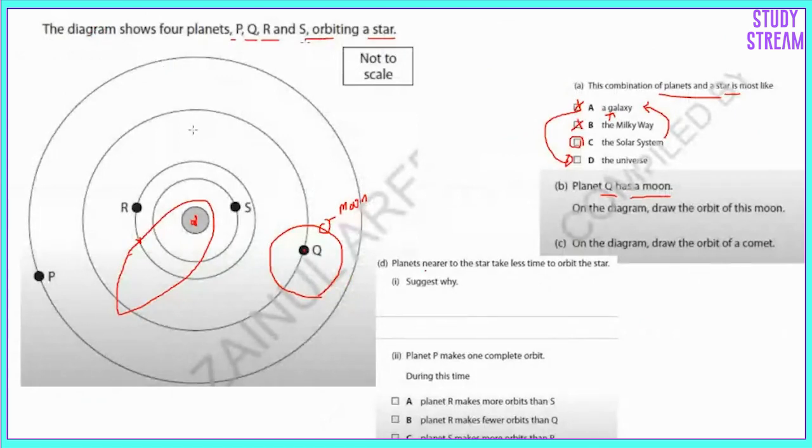So the planets nearer to the star take less time to orbit the star. Suggest why. Because planets that are closest to the sun are attracted by the gravitational pull, and this increases their kinetic energy, which increases their velocity. So yes, their orbital time decreases. Correct. So you can say that they experience a higher gravitational pull, and also maybe they are closer, so their orbital distance is lesser. Yeah.